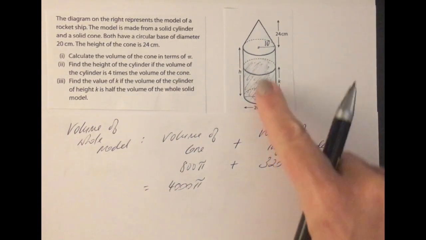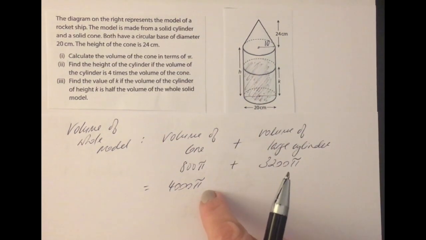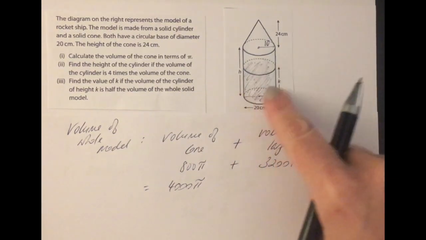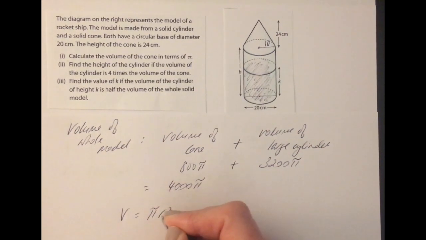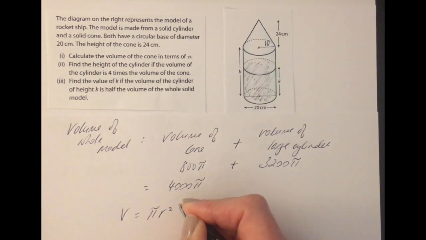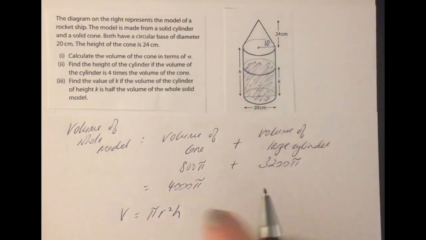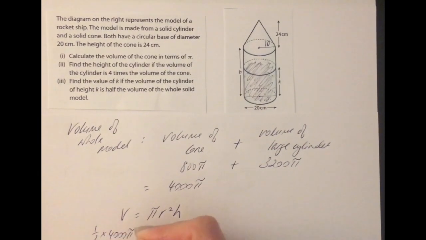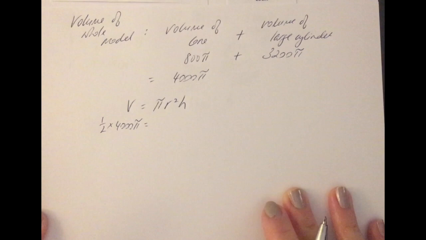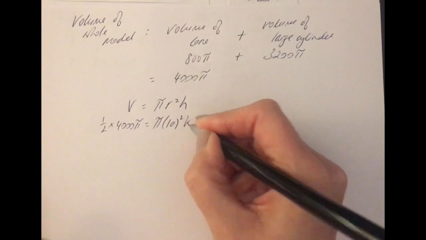Now, if this bottom cylinder is half that volume, and we want to find the value of K, let's consider the shape that we're looking at, of course, is the volume of a cylinder. So get that formula written down for yourself straight away. Pi r squared h. The volume of this shaded bottom cylinder, we were told, is half the volume of the whole model. So half 4,000 pi. And of course, on the right hand side, we have pi. The radius, of course, is 10, and the height is K.